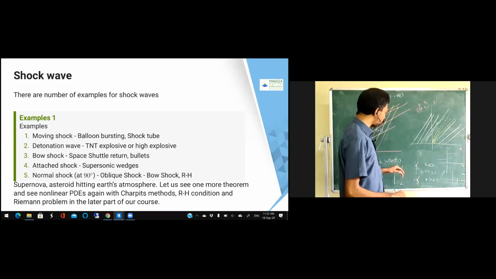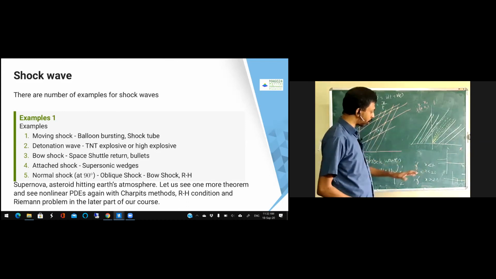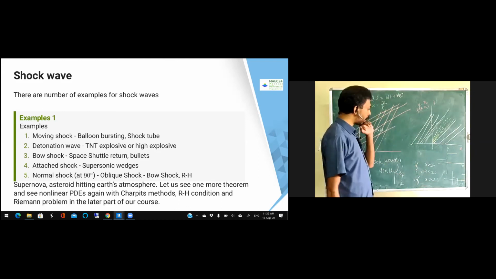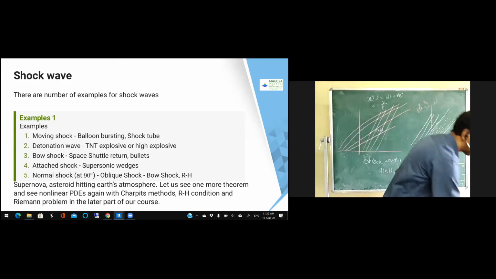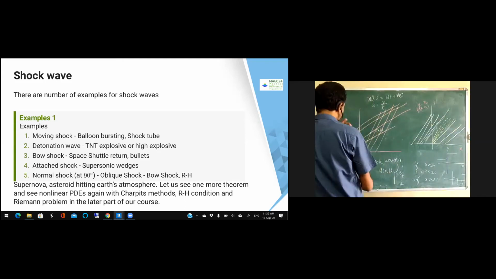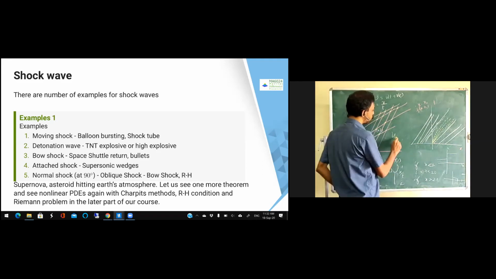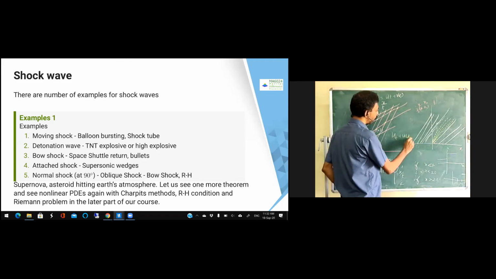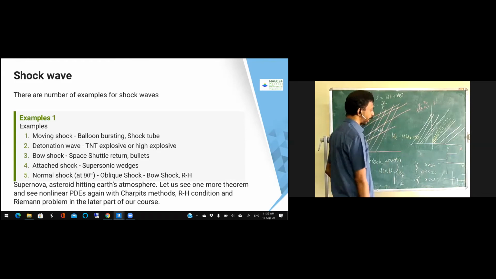So roughly I have given how to get the rarefaction. Okay, but we will come to that in detail. In general, what you can do is take a general problem, not only this u_t plus u_x equal to 0. Okay. This is for the simple case I have taken.